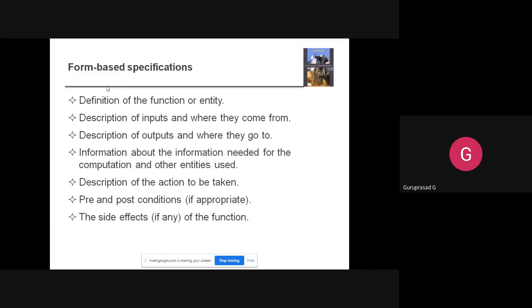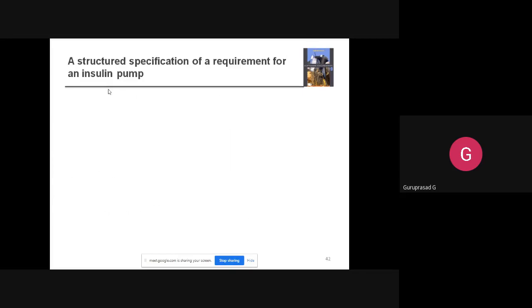It will have a description of the function or entity being specified, a description of the inputs and where they come from, a description of the outputs and where they go, information about what is needed for the computation, a description of the action to be taken, a pre-condition setting what must be true before the function is called, a post-condition saying what must be true after the function is called, and side effects. So this is what we call form-based specification. I'll show one example.